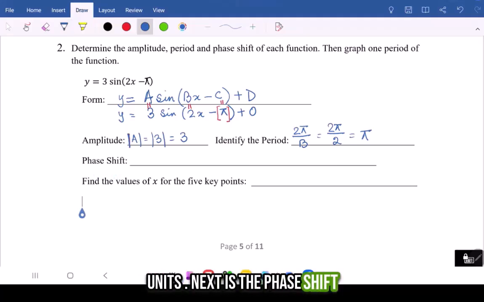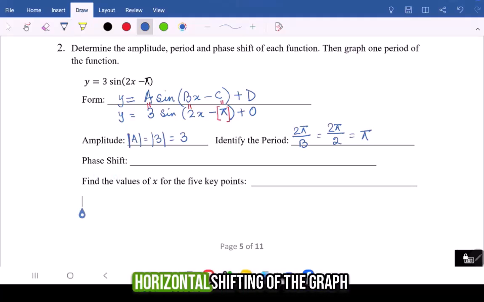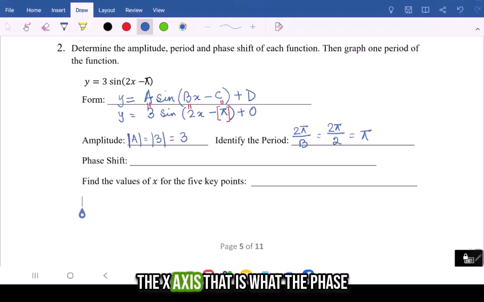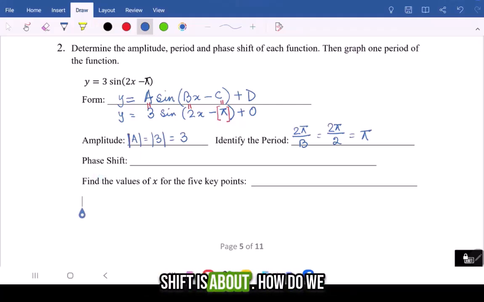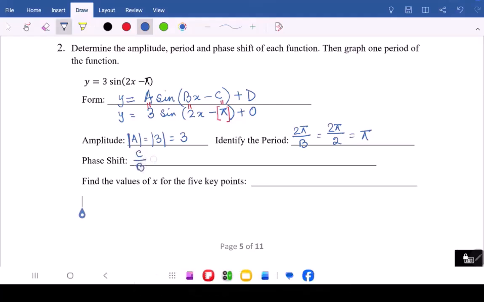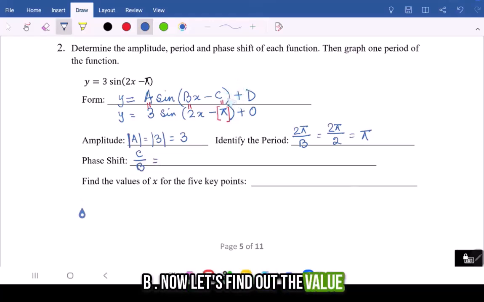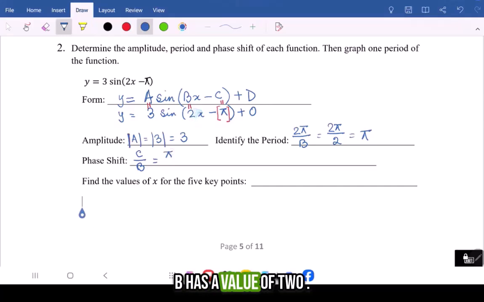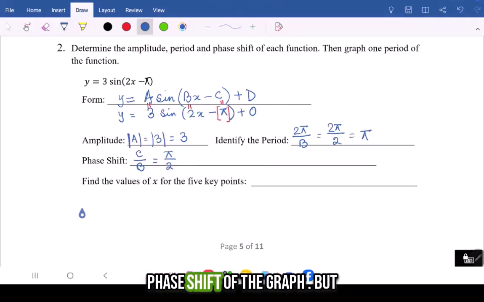Next is the phase shift. The phase shift is about the horizontal shifting of the graph. The graph will slide either to the right or to the left along the x-axis. That's what the phase shift is about. How do we calculate the phase shift? It goes by the formula c divided by b. Now, let's find out the value of c here. It's a positive pi, and b has a value of 2. Therefore, pi over 2 is the phase shift of the graph.